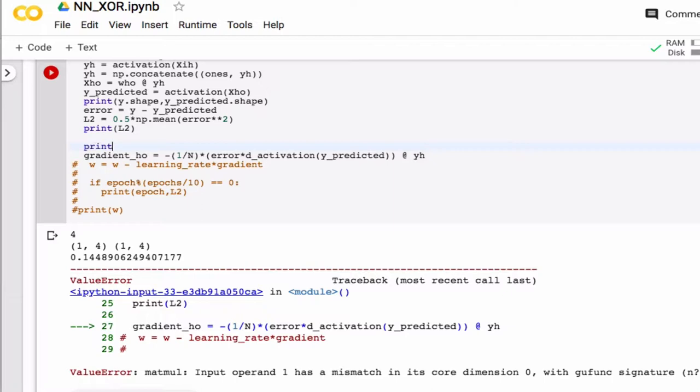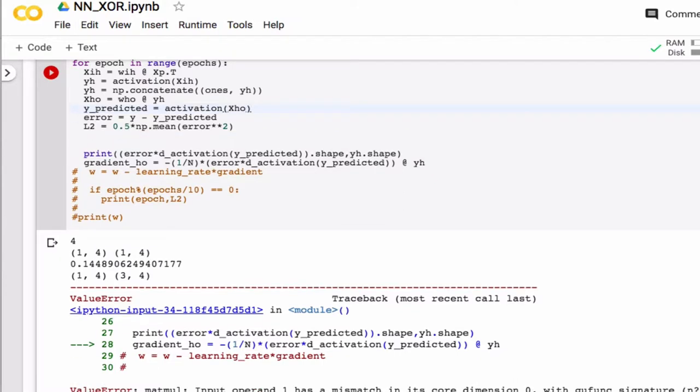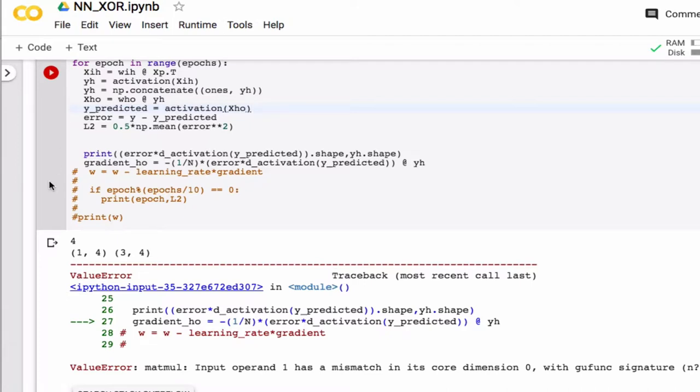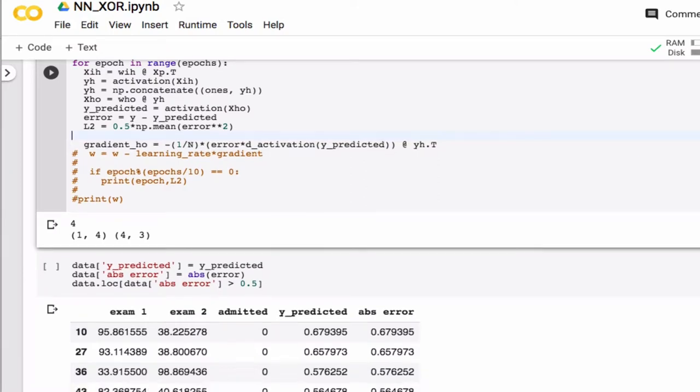I need the shape of the two things I'm trying to multiply. So that would be this. What's the shape of that? And what's the shape of YH? Let's remove some of these others, this is just confusing things. Okay, yes. So remember, the rule of multiplication is that this value here needs to be equal to this value here. So the number of columns in this matrix needs to be equal to the number of rows in this matrix. So I need to flip that one so it's 4, 3. So that means this needs to be transposed. Let's see if that solves it. Yes, okay. So that is my gradient between the hidden and the output layer.